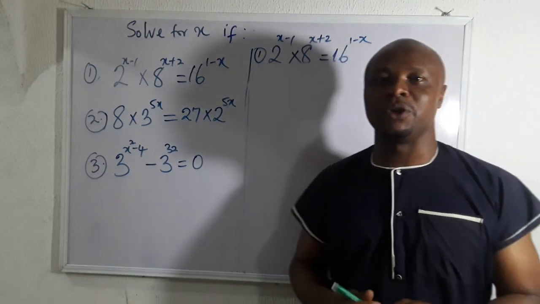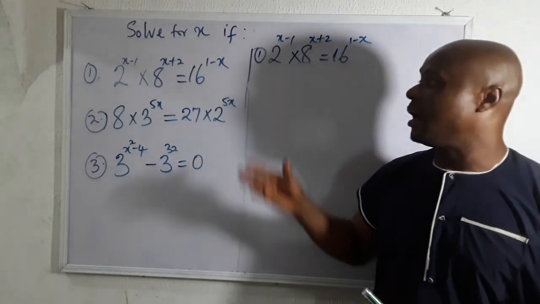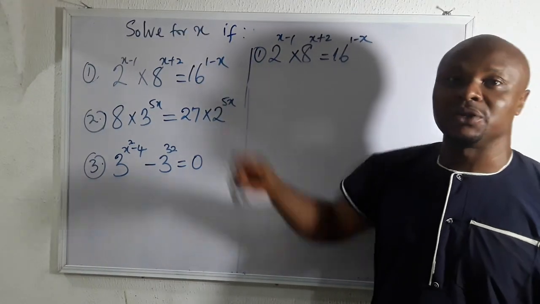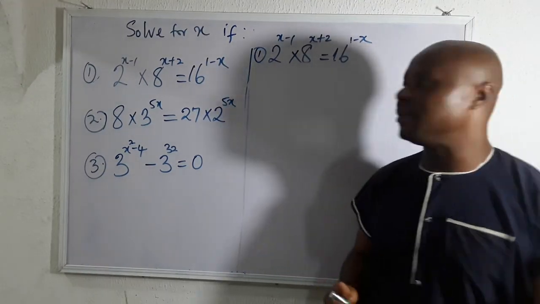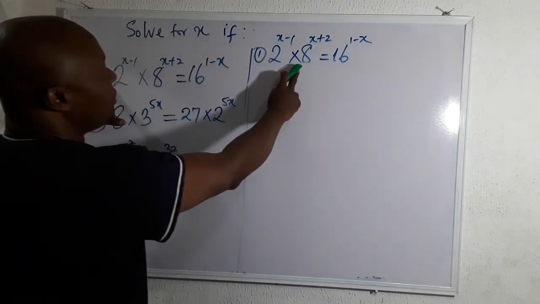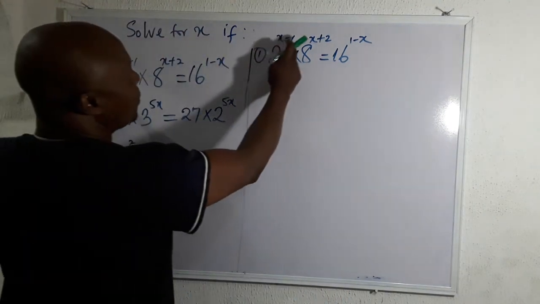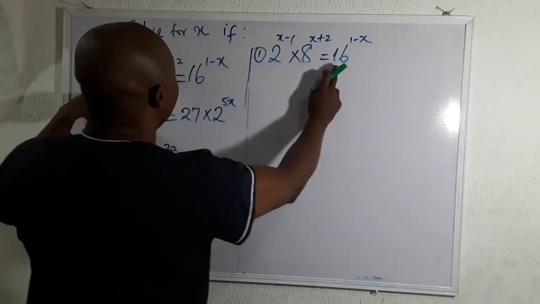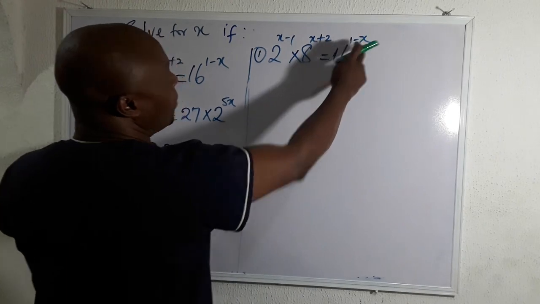In this video we are going to learn about how we can apply one of the laws of indices to solve questions like this. So let us dive right in. Now we can see that question 1, already rewritten here, is 2 raised to power x minus 1 times 8 raised to power x plus 2, and that equals 16 raised to power 1 minus x.